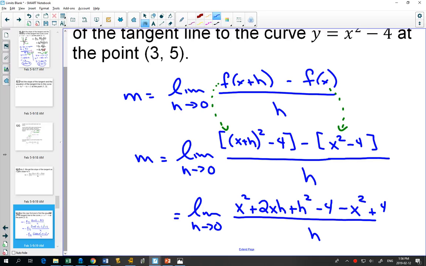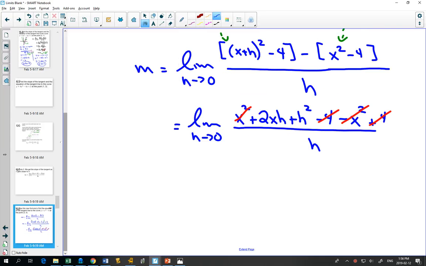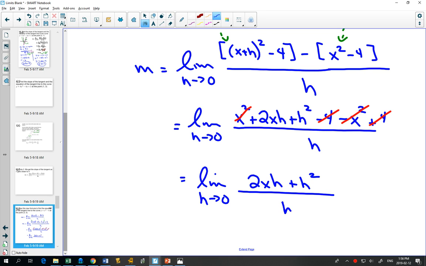Anything we can simplify? Yes. We've got 4 and minus 4. That'll be 0. We have x squared and minus x squared. That'll be 0. And so in the top, all I'm left with is 2xh plus h squared. On the bottom, I have an h.